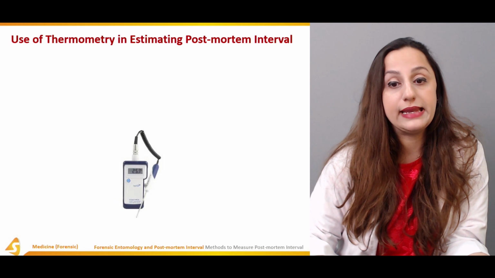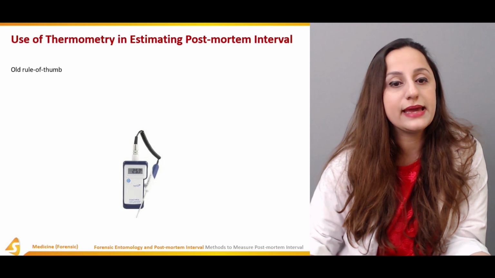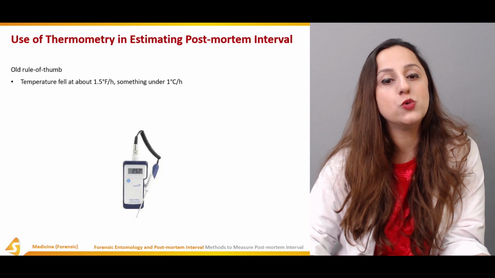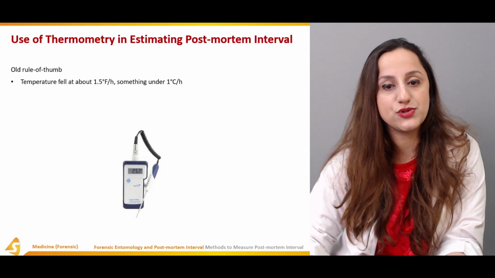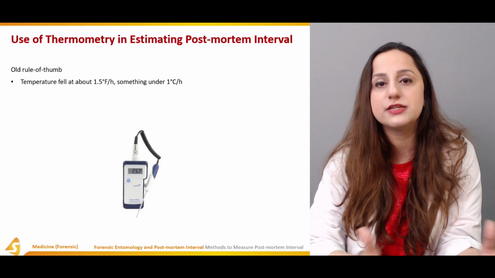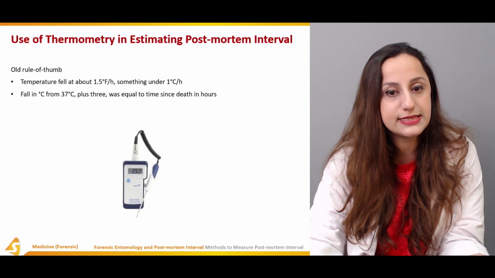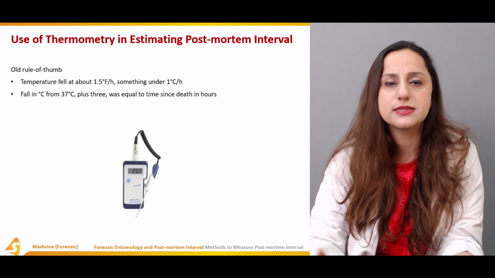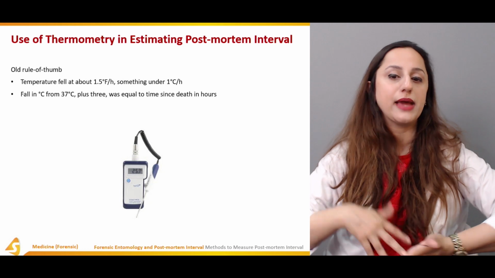Use of thermometry in estimating the post-mortem time interval. Now, moving on, we have one rule of thumb: the temperature falls about 1.5 degrees Fahrenheit, something under 1 degree centigrade, per hour. So this is basically a rule of thumb, 1.5 degrees Fahrenheit per hour. So the fall in degrees centigrade from 37 degrees centigrade, plus 3, equals the time since death in hours. This is quite a simple formula. We have formalized all of this: follow the temperature to calculate the time since death.